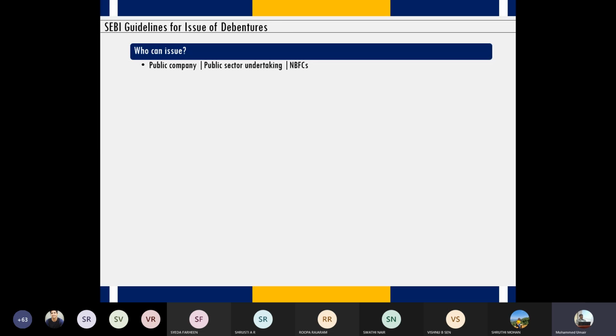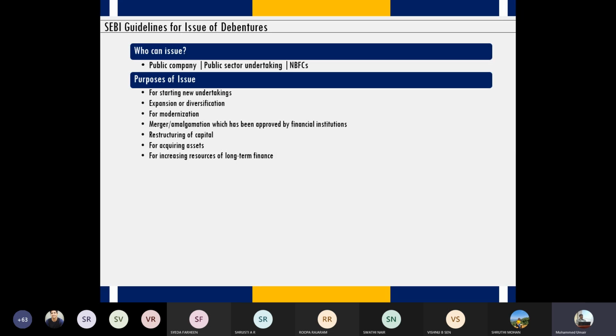Second, public sector undertakings. So those companies which are owned by either state or central governments. Third, non-banking financial corporations. So non-banking financial corporations, whether they are listed or not listed, right, can issue debentures. So these are the three categories of organizations that can issue debentures.